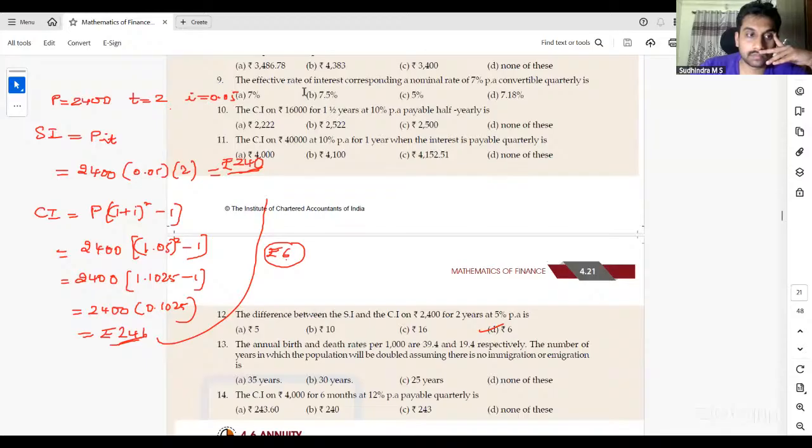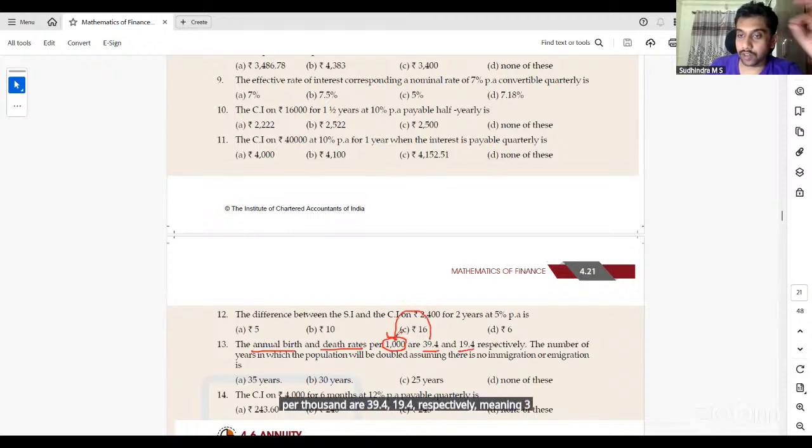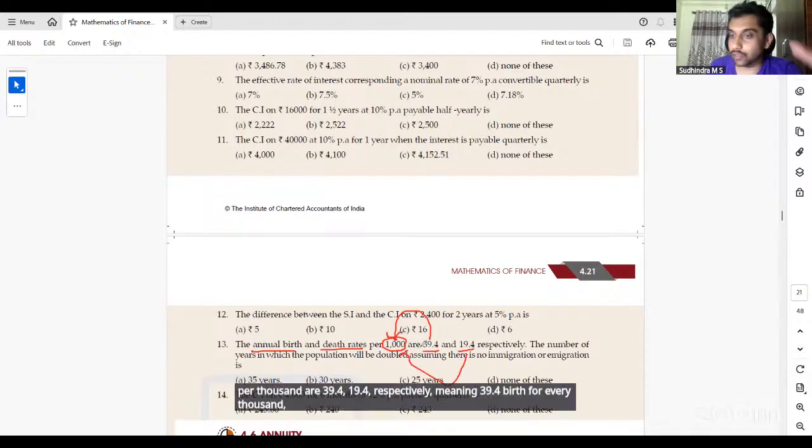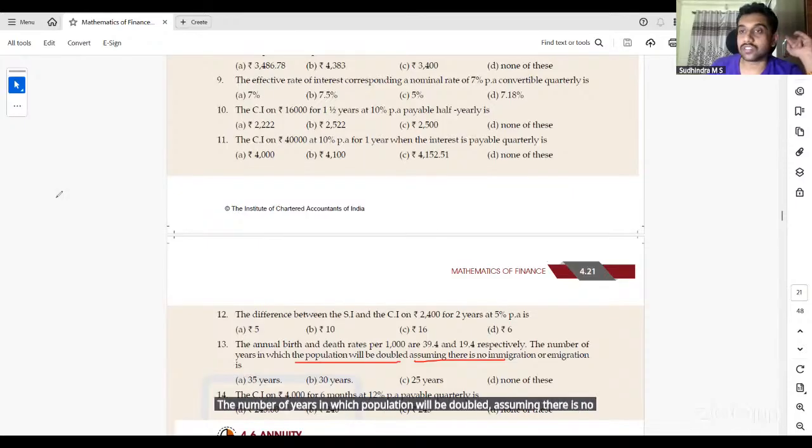Okay, fine. We'll discuss this. Yes, Amit, very good. They're talking about annual birth and death rates per thousand being 39.4 and 19.4 respectively, meaning 39.4 births for every thousand and 19.4 deaths for every thousand. The number of years in which the population will be doubled, assuming there is no immigration, is?